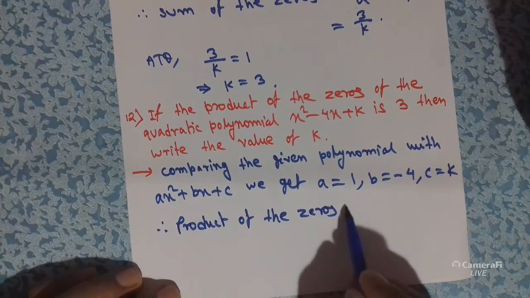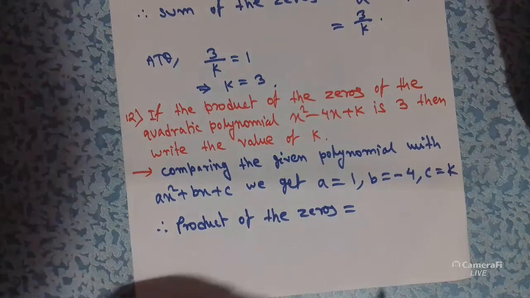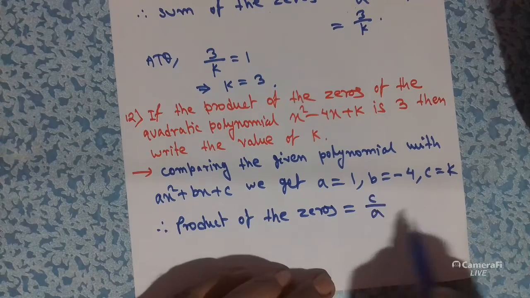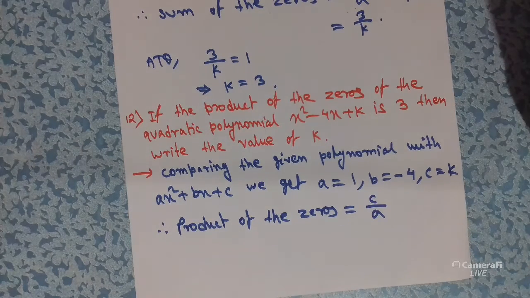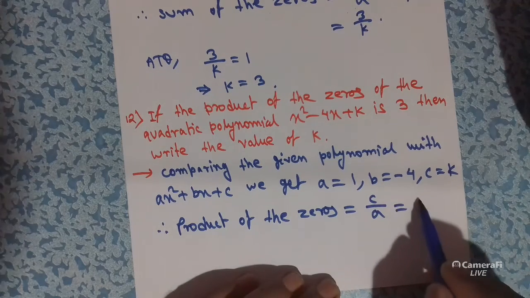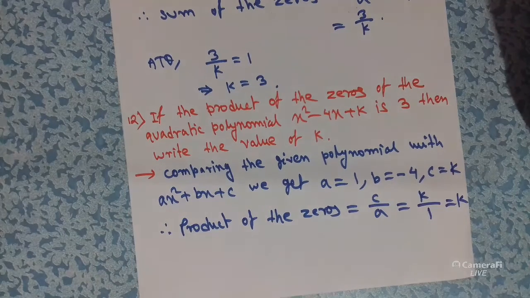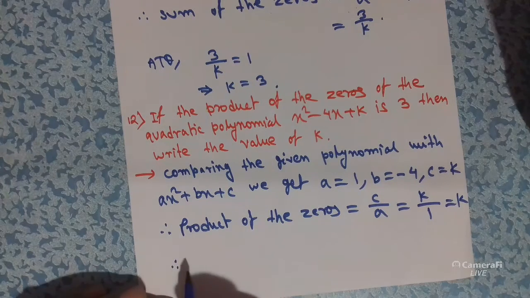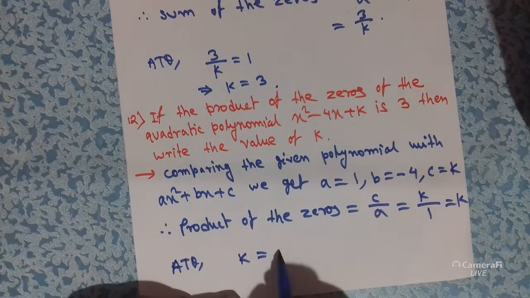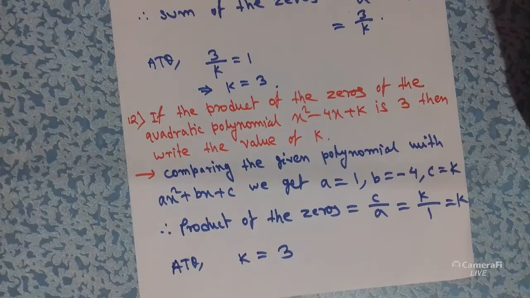Now therefore product of the zeros will be c by a. Product of the zeros is c by a, as you know. So c means k and a means 1, so that means k, and the product of the zeros is given. So therefore we can write according to question the product of the zeros is 3, so therefore k is equals to 3. I hope you understood.